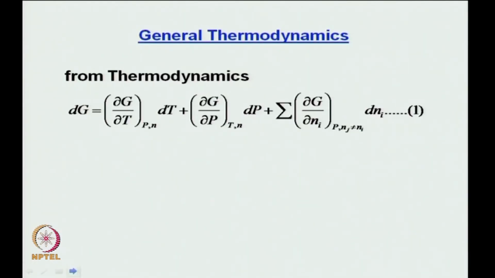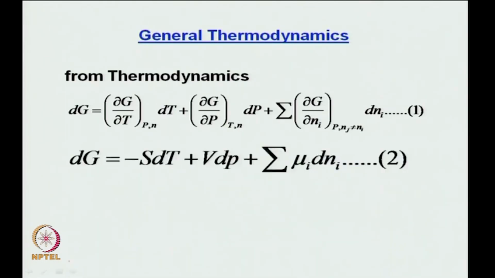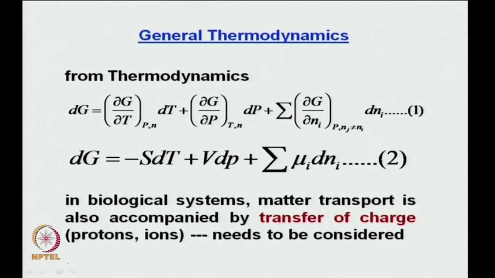Now, this is where you consider only the molecules moving out, does not matter what these molecules are, they can be charged, they can be non-charged, any type of molecule. But remember, we have to bring in this electrochemical potential. So, this can be further written as dG is equal to minus S dT plus V dP plus sigma over i of mu_i dn_i. Now, this you all know. Now, as I said, along with matter transport in biological systems, we also have charge transport, and if you have charge transport, then your potential is not only P, T and N, it will also depend upon Q. So, that also has to be brought in.